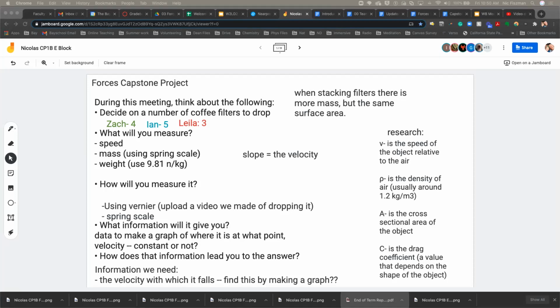We also did some research about how to find the amount of drag, and on the right we have some of the values that we need to figure that out and get to that value: the cross-sectional area, the drag coefficient, and the density of the air.